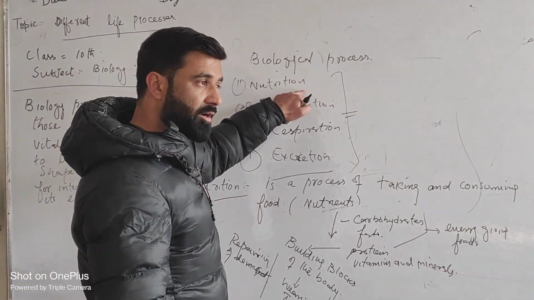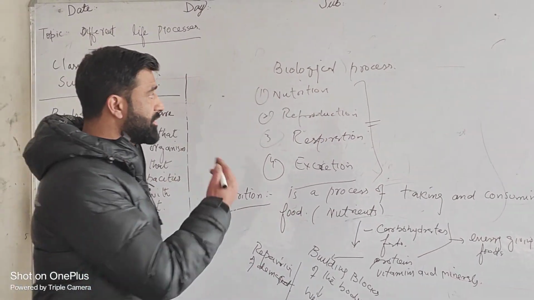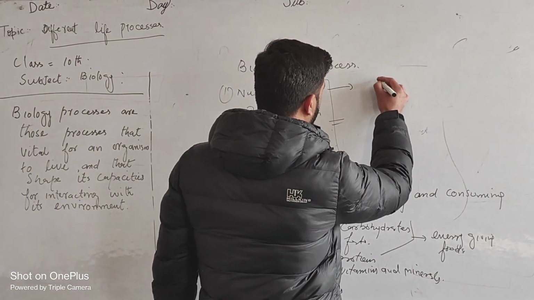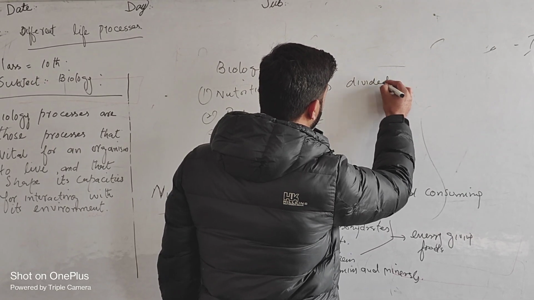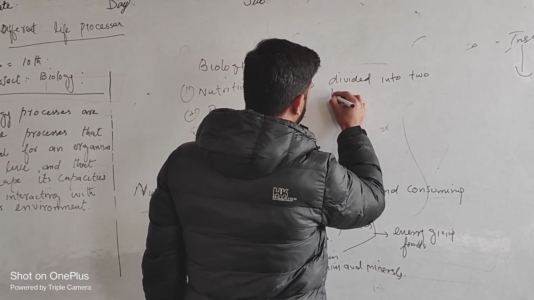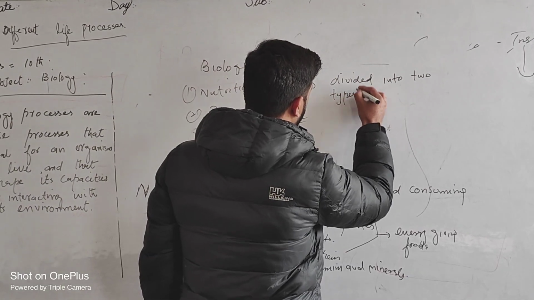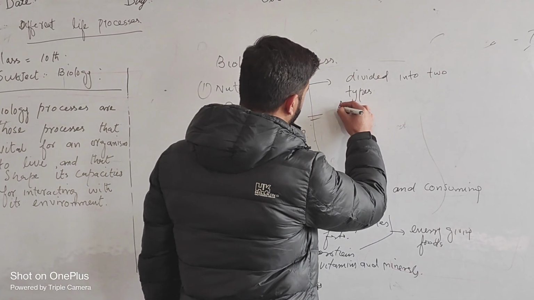So on the basis of the mode of nutrition, nutrition can be divided into two types. Number first is autotrophic nutrition.